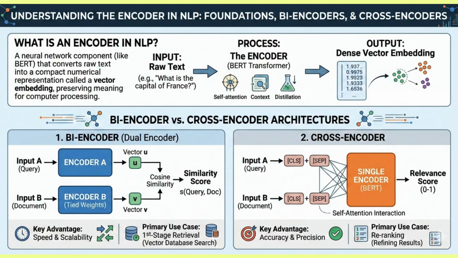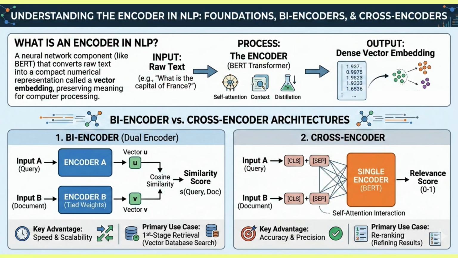So we input raw text like a word, a sentence, or a document. The encoder uses mechanisms like self-attention to analyze the context of the words and distill their meaning. The output is a dense vector that mathematically represents the input's meaning. Semantically similar texts will have embeddings that are close together in the vector space. The encoder's job is to create a high-quality contextual summary of the text.